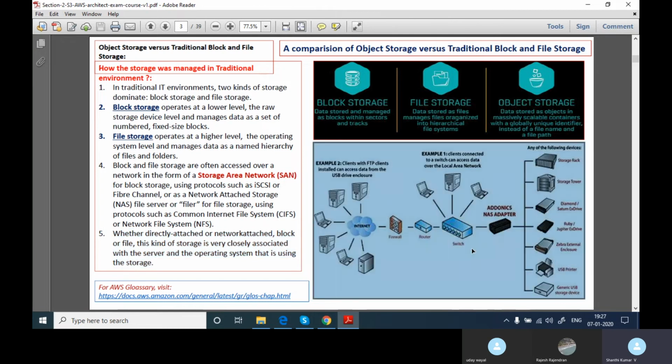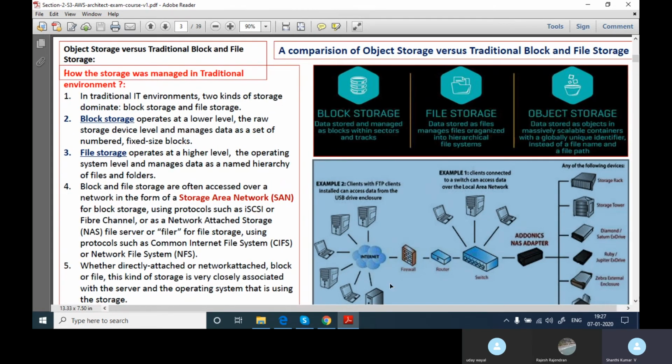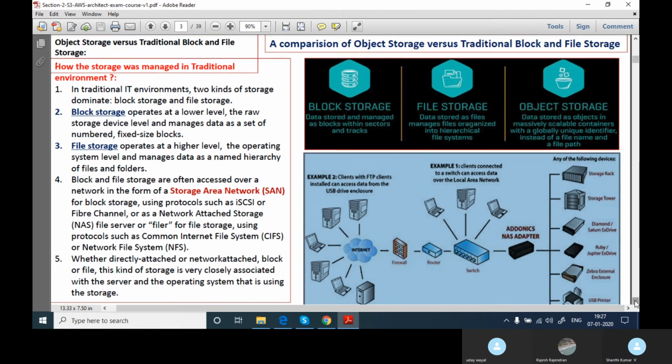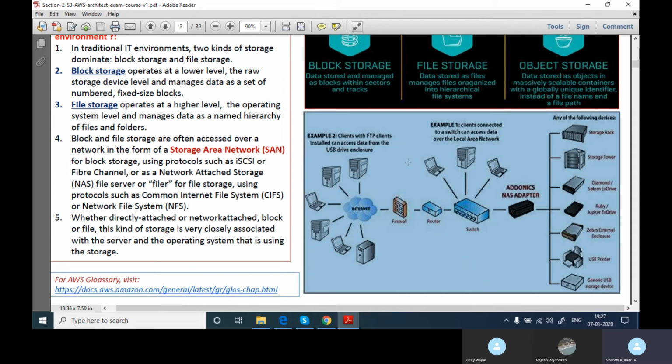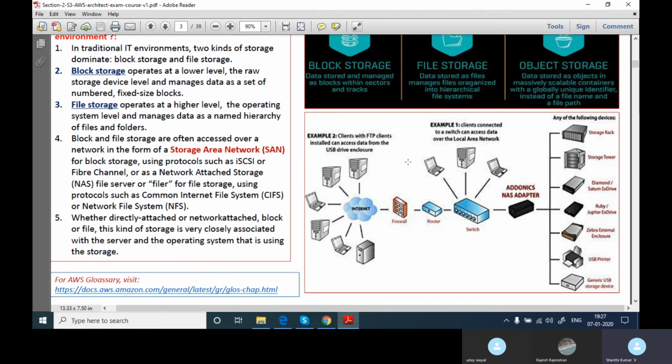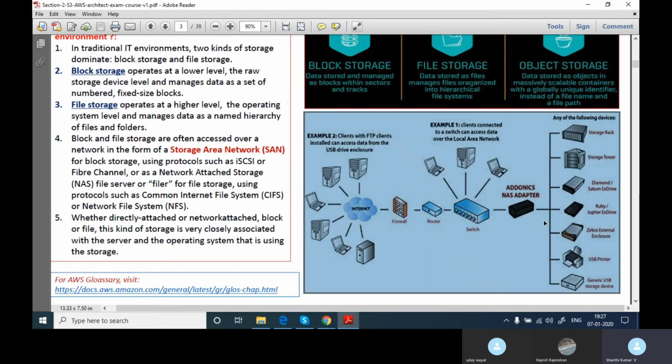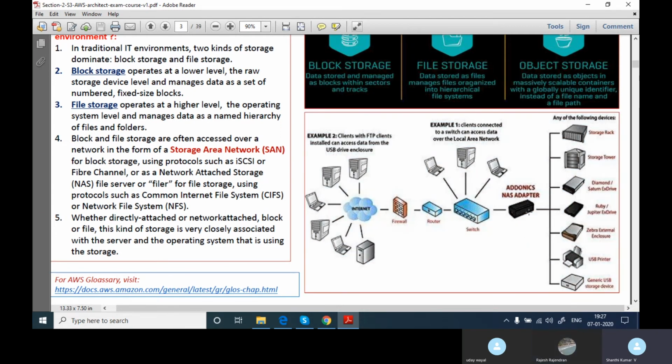Now, if you see these particular scenarios, one minute, let me increase the size. How it used to be in the traditional system. Scenario example 1: clients connected to a switch can access data over the local area network. Let us say you connected the laptop. Now you want to access your storage files. You don't know where it is stored, how the communication is established in the network. So there will be a switch. From the switch there will be a NAS adapter. The NAS adapter directs to particular servers, depending on the request made, to get the file services they want.